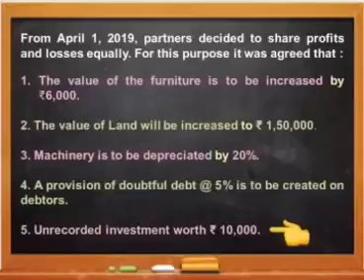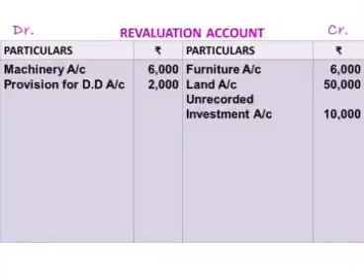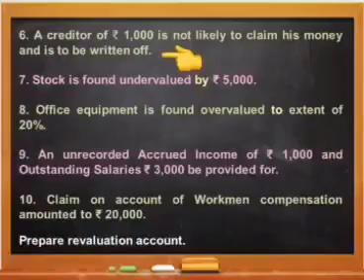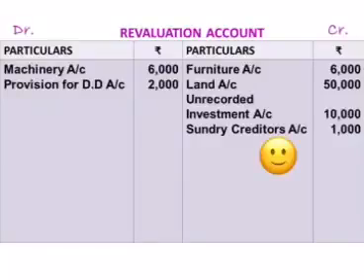Next adjustment says unrecorded investment worth rupees 10,000. This is a happy thing to find out. So in the revaluation account, unrecorded investment account will be credited rupees 10,000. Next adjustment says a creditor of rupees 1,000 is not likely to claim his money and is to be written off. This means that one creditor to whom you had to pay rupees 1,000 will not claim his money. That means you do not need to pay rupees 1,000 to the creditor now. So your creditors have decreased. Hence this will make you happy, and this decrease in the liability or creditor will be recorded on the credit side of revaluation account. So sundry creditors account on the credit side rupees 1,000.